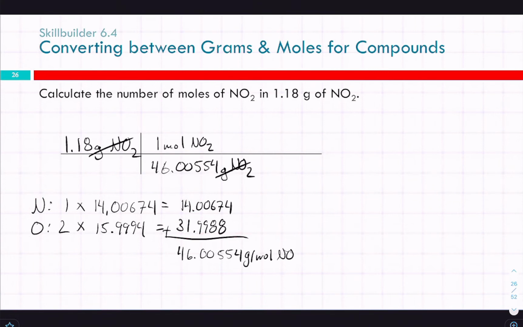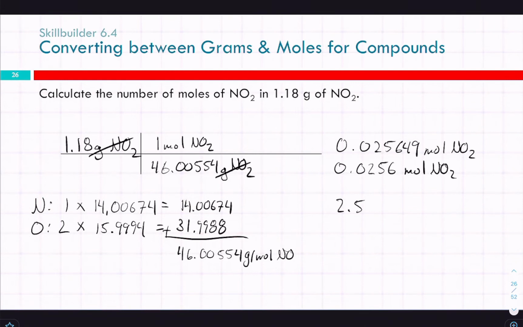46.00554, and that's going to be 0.025649 moles nitrogen dioxide. We can still write this number with the correct number of sig figs without using scientific notation. So 0.0256 moles of NO2, but in scientific notation it would be 2.56 times 10 to the negative 2.